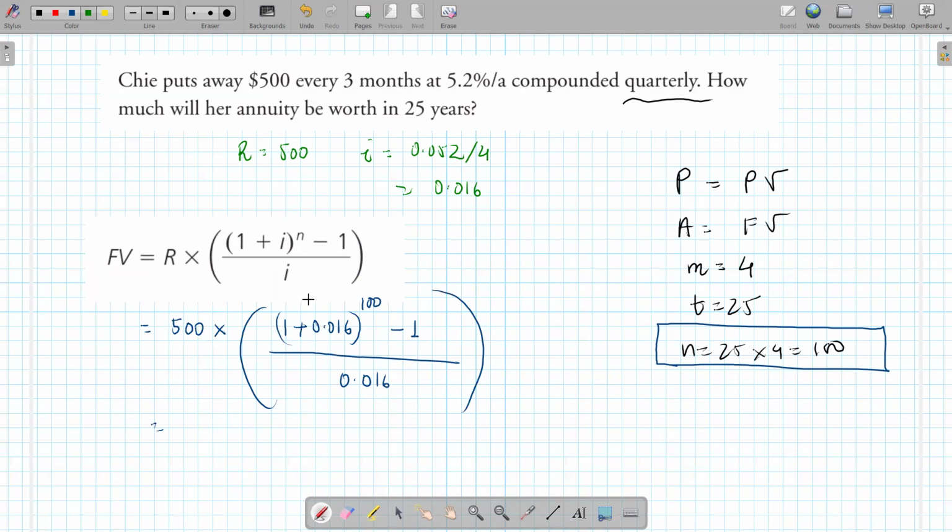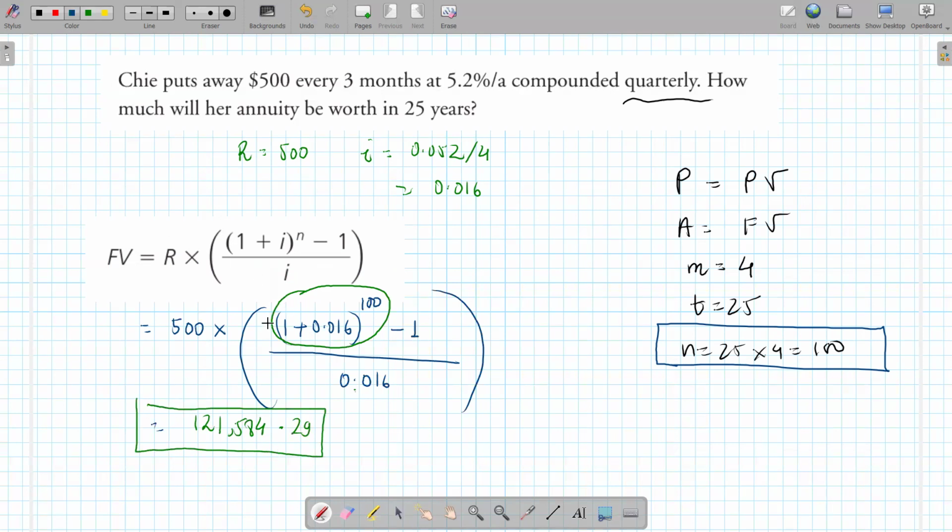So to plug this in a calculator, I'm going to first plug this, subtract 1, divide by this, and then multiply by 500. So 1.016 to the power of 100 minus 1 divided by 0.016 times 500. So over a period of 25 years, if you deposit 500 every 4 months, this is going to be your final amount.